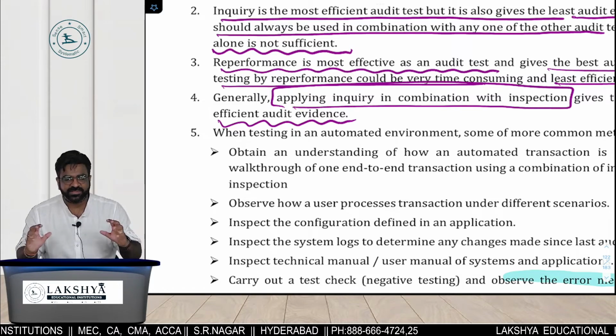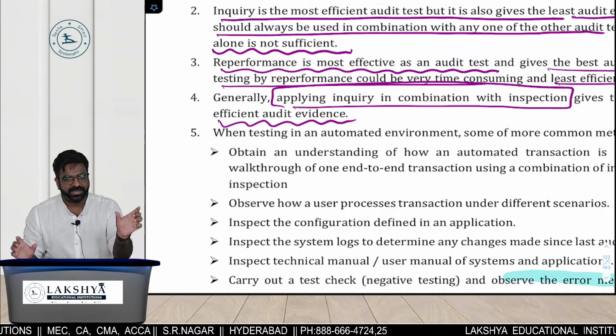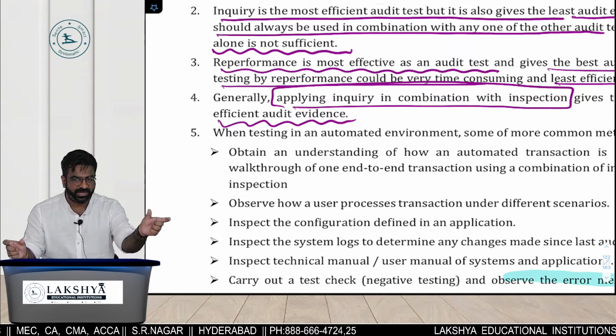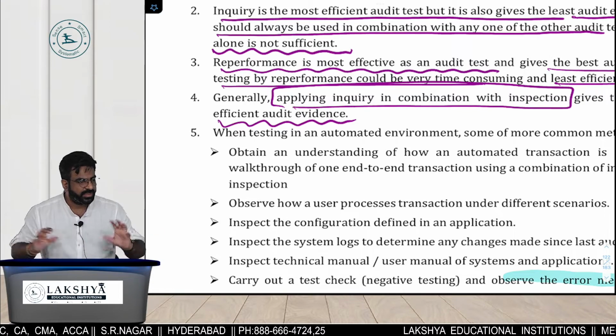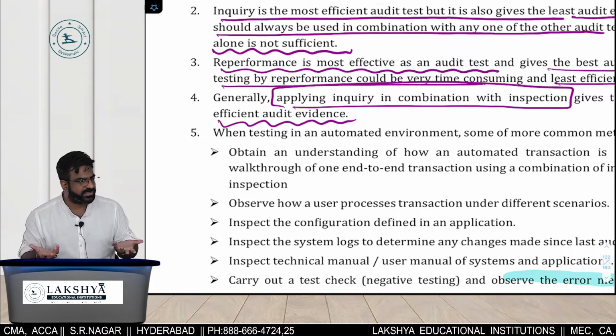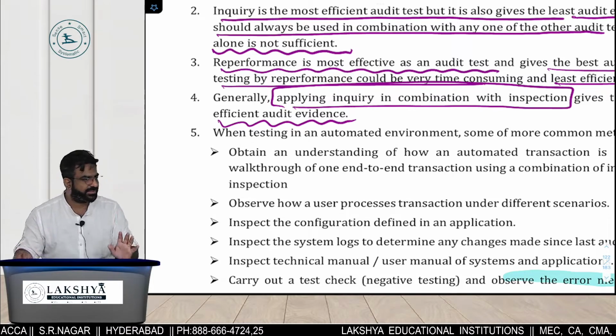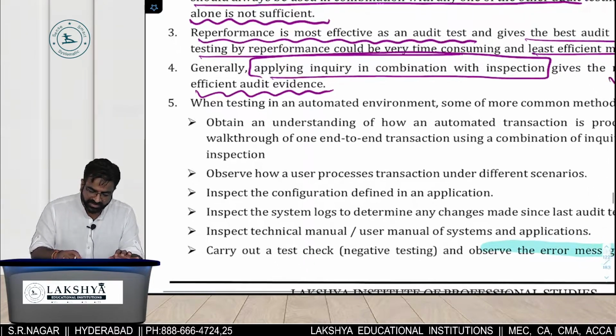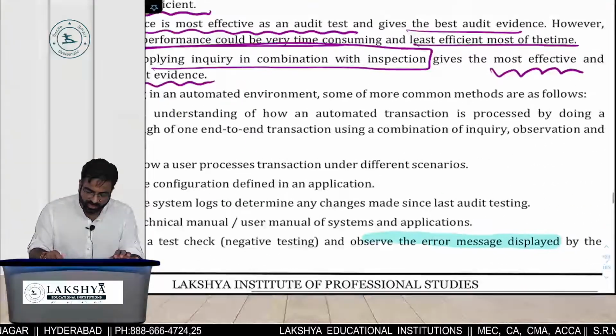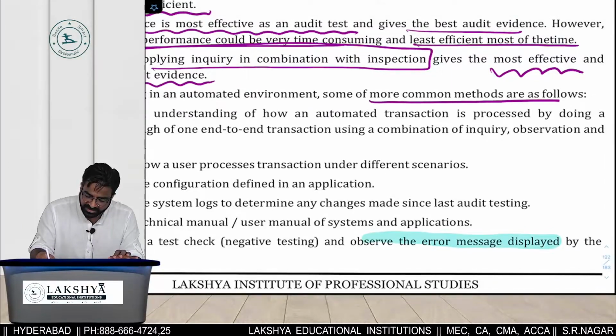Am I correct? That's why they are saying that the best combo is what? I plus I. What is I plus I? Inquiry plus inspection is going to give you the most efficient audit evidence and the most effective audit evidence also. Clear? When testing in an automated environment, some of the common methods are as follows.